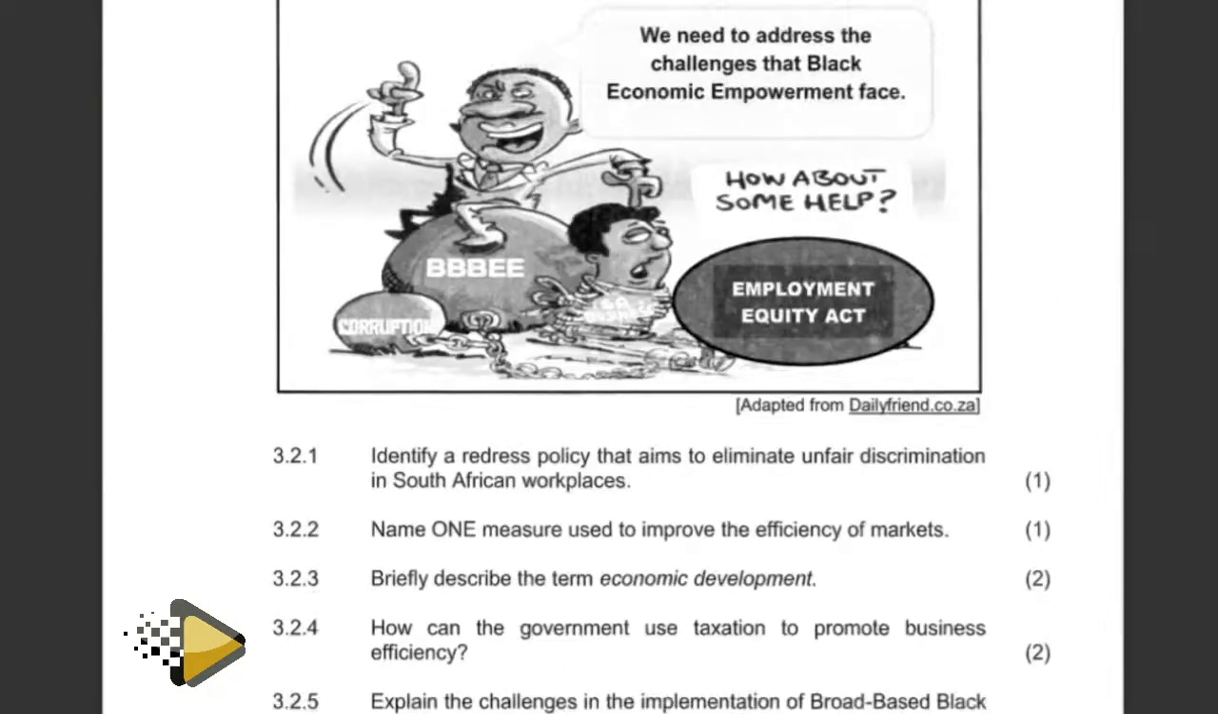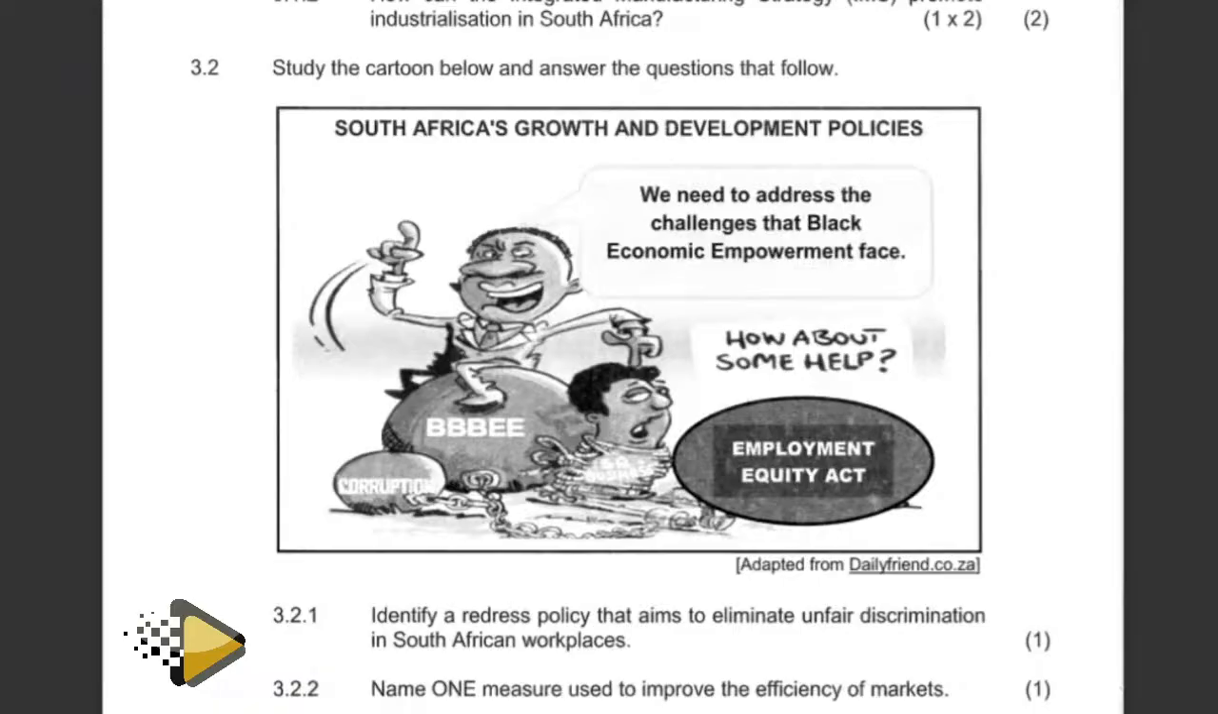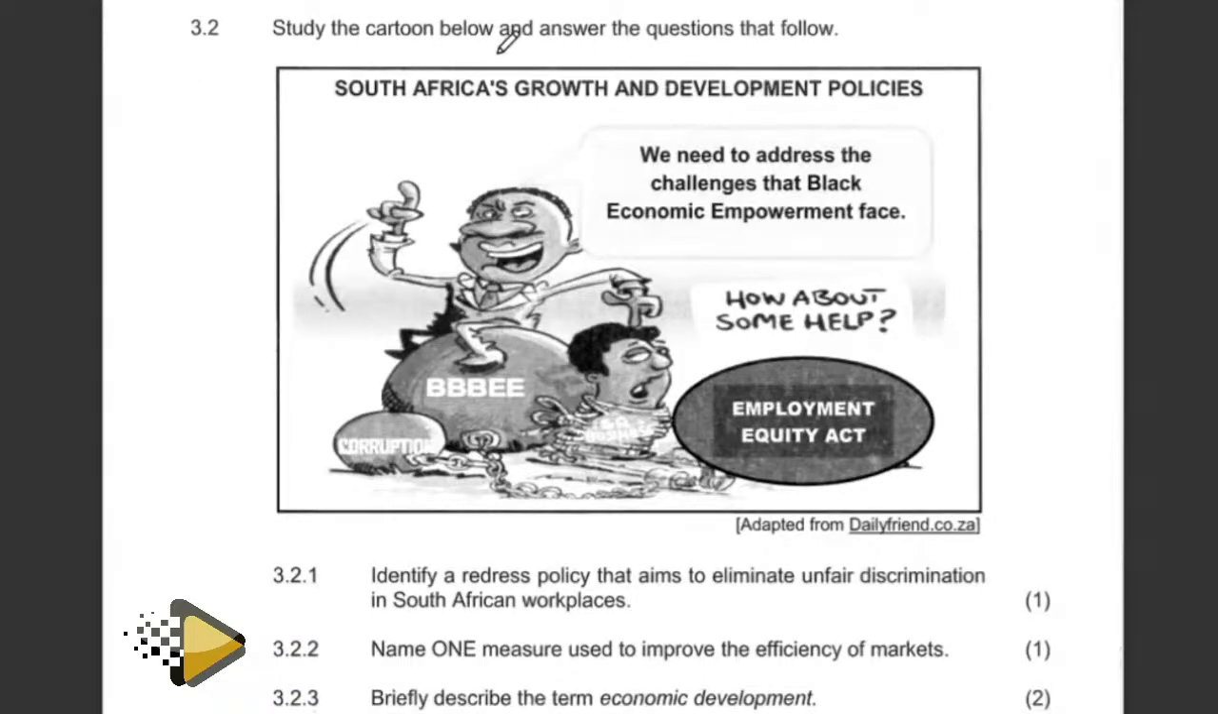The next question we have is 3.2.1, and 3.2.1 reads as follows. Study the cartoon below and answer the questions that follow. So if you check the cartoon, grade 12, we have South Africa's growth and development policies. Remember, under economics, the moment we talk of growth, we refer to what? We refer to improvement in terms of production of goods and services by businesses. Also, the moment we talk of development, we refer to improvement in the standard of living for households.